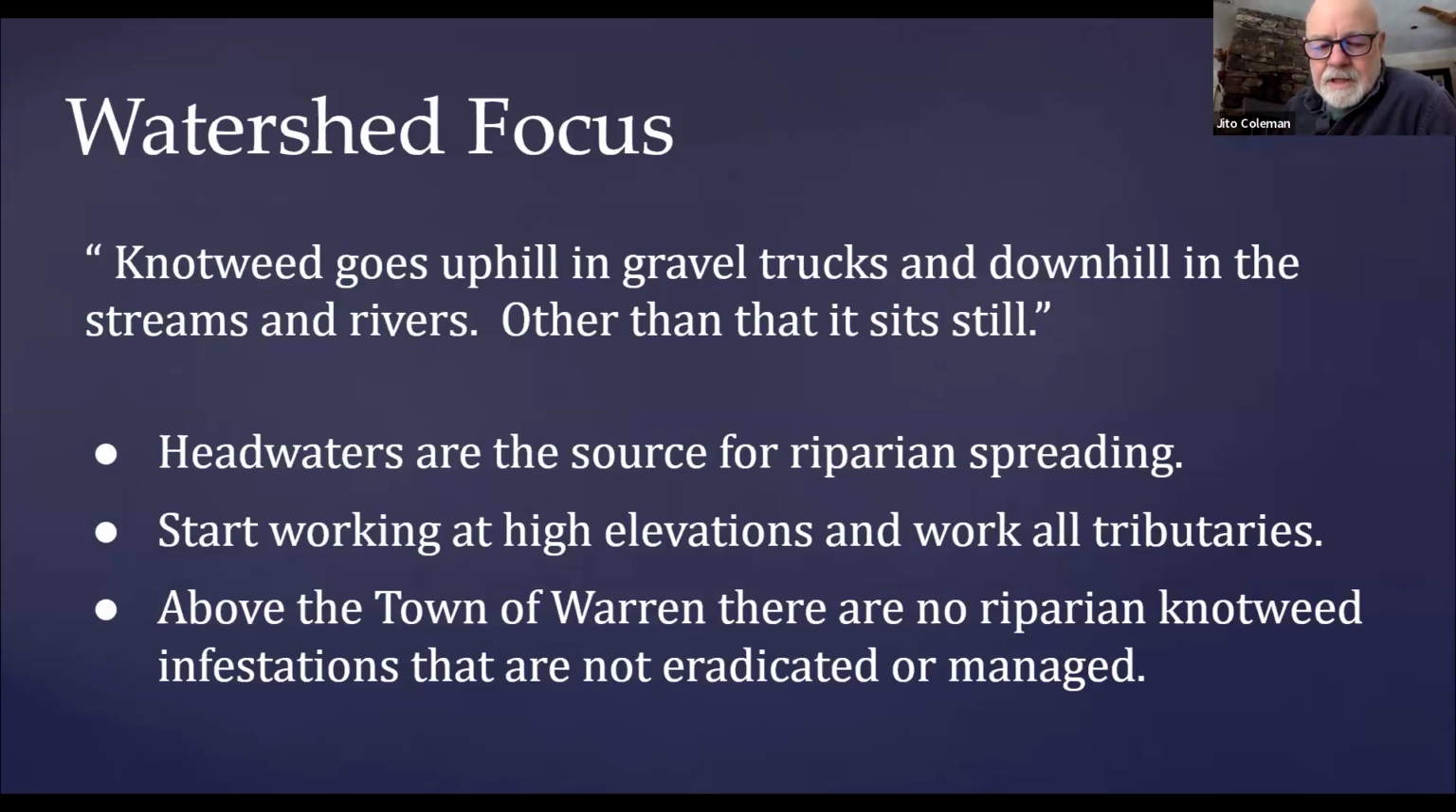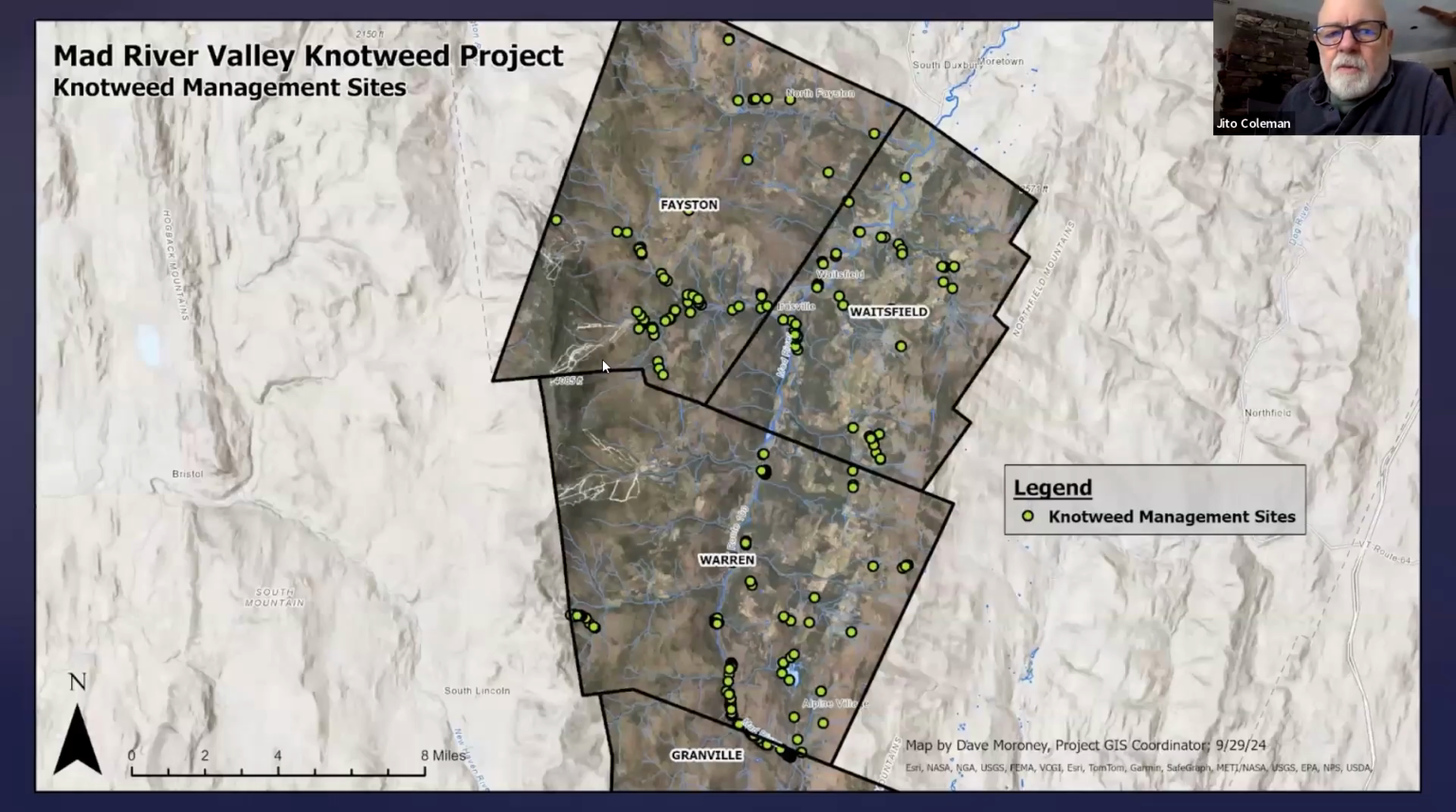Where we are today, after 7 years or so, is above the town of Warren on the 4 or 5 major tributaries. We no longer have knotweed infestations that are not either eradicated or managed, which means we no longer have propagules coming into the Mad River from the upper part of that watershed. And that's a big statement, because that means we will not continue to feed propagules downstream, so as we work downstream now, we know we have a chance of keeping our work sustainable. Let's go to the next slide now, just to take up a little bit of what we mean.